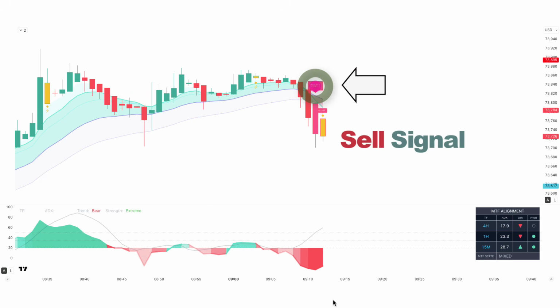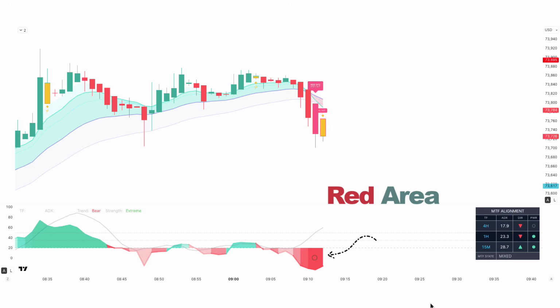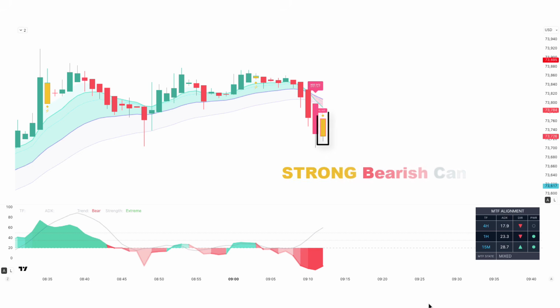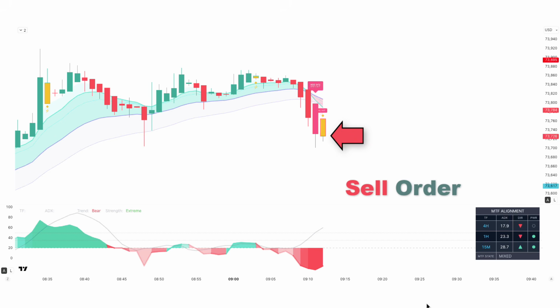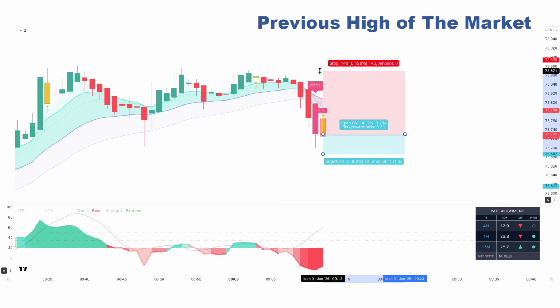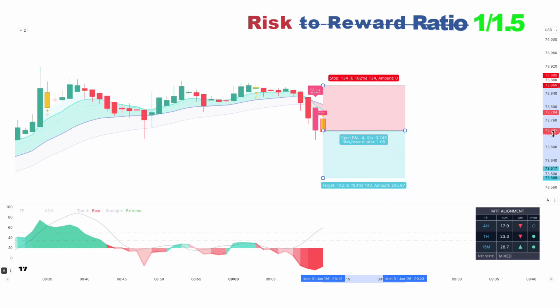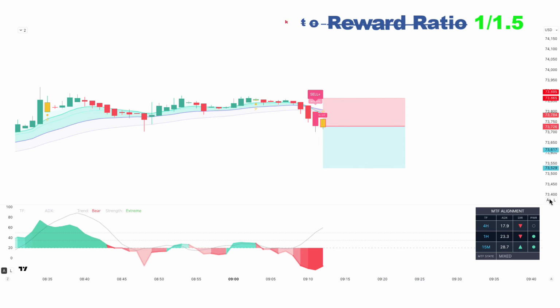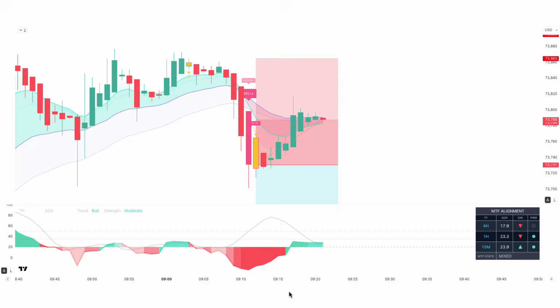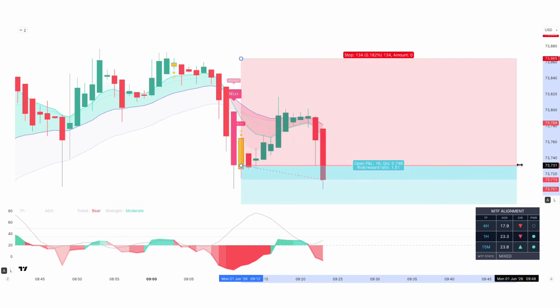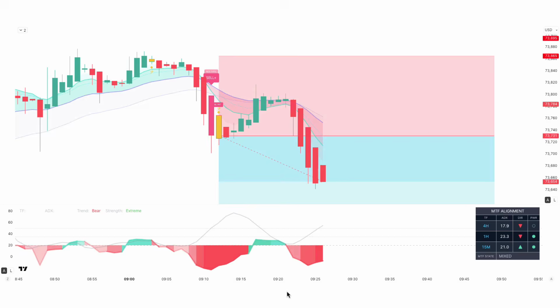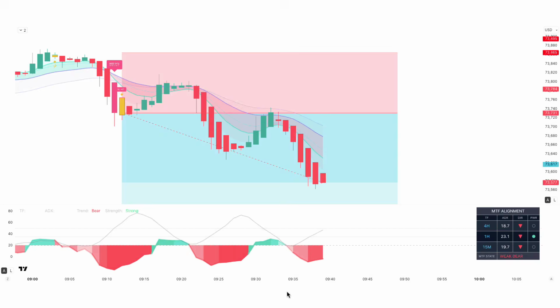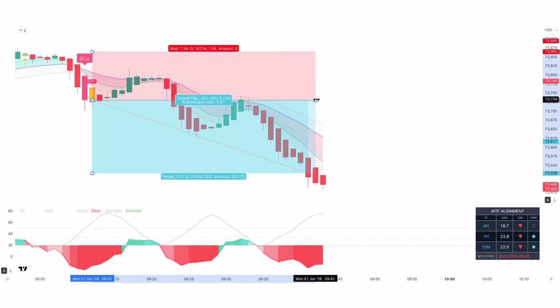Here, the Neural Confluence Engine label down of this indicator is a sell signal. Here, the ADX-DI histogram indicator is a red area. Here, the market has made a strong bearish candle to give confirmation. So all our conditions are being fulfilled, so we are placing an order to sell. Our stop loss is to be placed at the previous high of the market, and the risk-to-reward ratio will be 1:1.5. Let's see what happens to our trade. Our trade is running in profit. We have won the trade. Let's find the next trade.